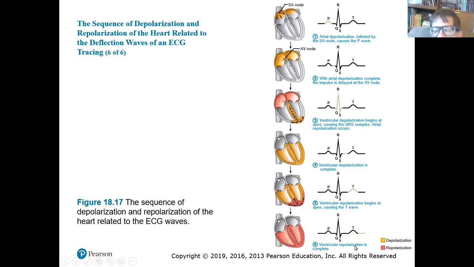And then we have heart at rest. That is the period from the end of the T wave to the beginning of the P wave. That's heart at rest, ventricle repolarizing, and atria just chilling.